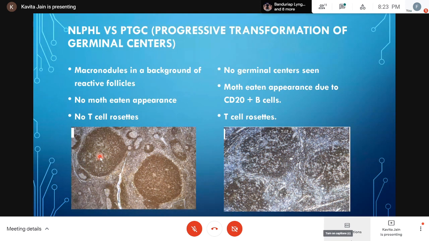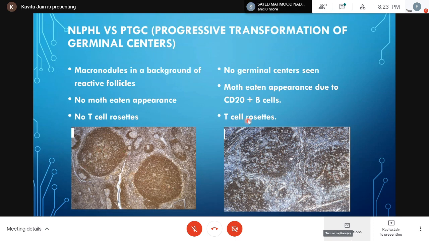So in PTGC, we will characteristically find that the large macronodules or the proliferated nodules are distributed among the reactive follicles. We can see the germinal centers, whereas here, there will be no germinal centers. The macronodules are there with a moth-eaten appearance. They don't have any moth-eaten appearance.